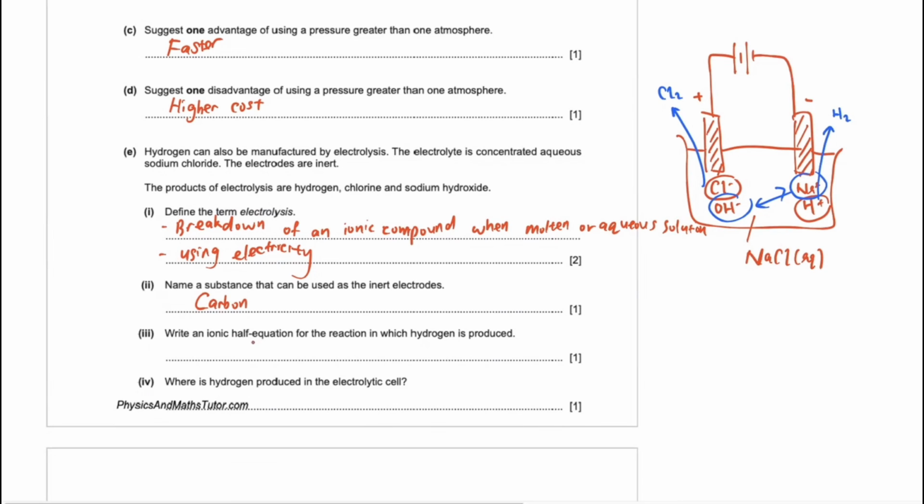Now part three, write an ionic half equation for the reaction in which hydrogen is produced. Ionic means you have to see ions in the equation. So the ion H plus must be given. Then they react with electrons. Then they form hydrogen gas, H2. Then we balance the equation. Where is hydrogen produced in the electrolytic cell? We already discussed, it's here. You have to remember the name of this thing. This is the cathode, or negative electrode. You can call it cathode, you can also call it negative electrode.